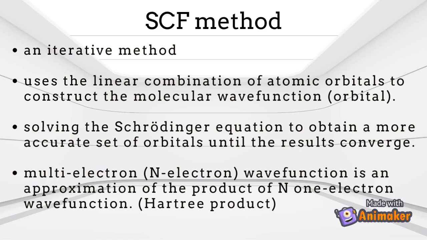In short, SCF is an iterative method that uses the linear combination of atomic orbitals to construct the molecular wave function. It functions by solving the Schrödinger equation to help us obtain a more accurate set of orbitals until the result is converged, and by that we can approximate the multi-electron, which is the n-electron wave function, by using the product of n one-electron wave functions, which is the Hartree product.